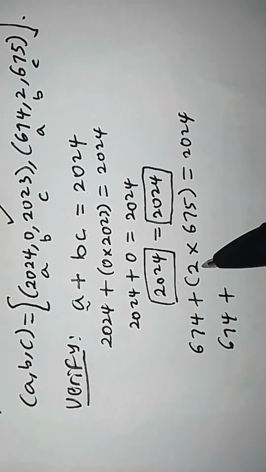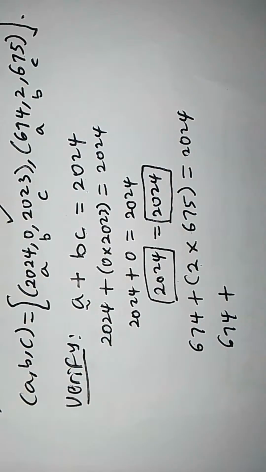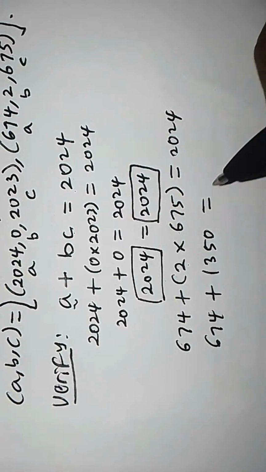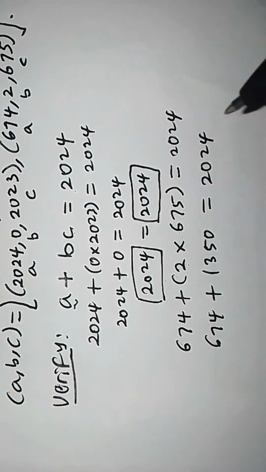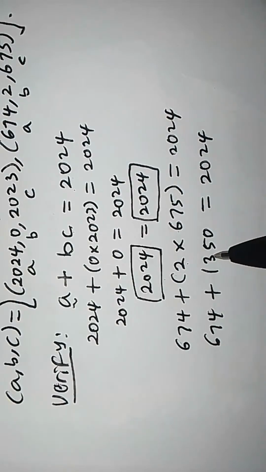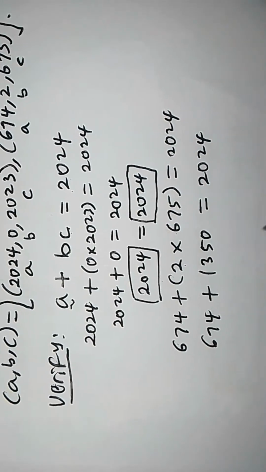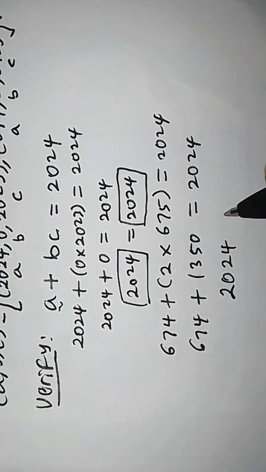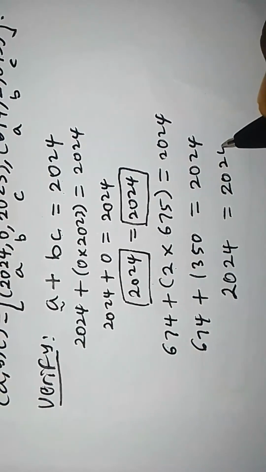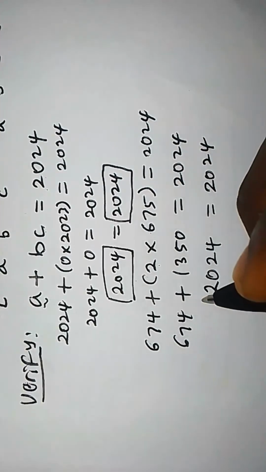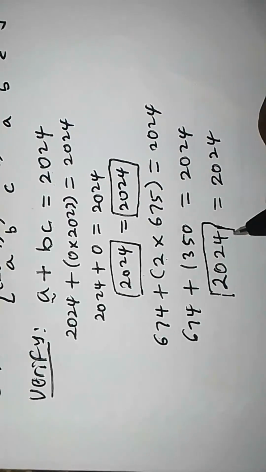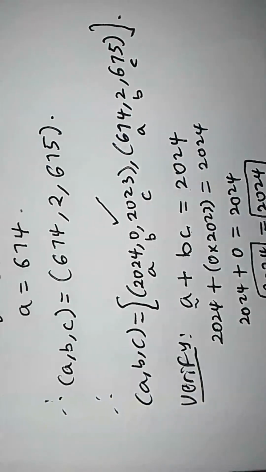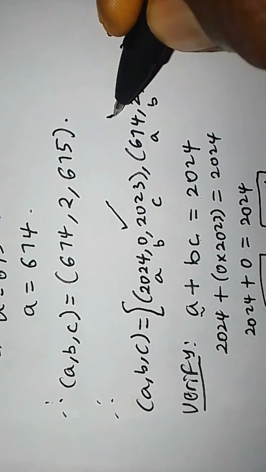674 plus 2 times 675, that is 1350, equal to 2024. 674 plus 1350, if you add it very well, you're going to have 2024 equal to 2024. You will observe that the left hand side is the same thing as the right hand side. That means indeed the second solution also is correct.